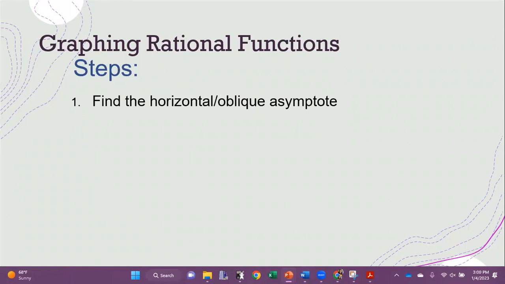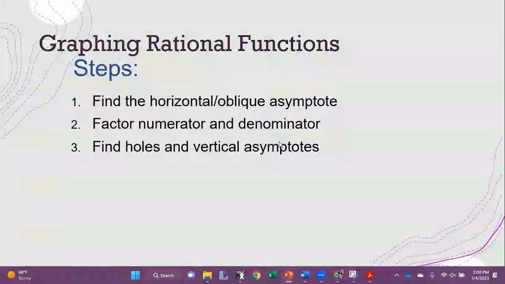First thing you're going to do is find the horizontal or oblique asymptote. Oblique asymptote is also known as a slant asymptote. Step 2 is to factor the numerator and denominator. Step 3 is to find holes and vertical asymptotes. Your holes are common factors. Your vertical asymptotes come from your denominator.